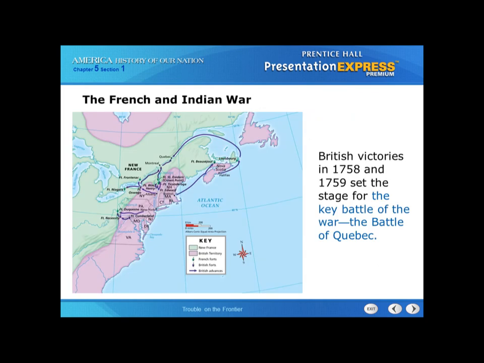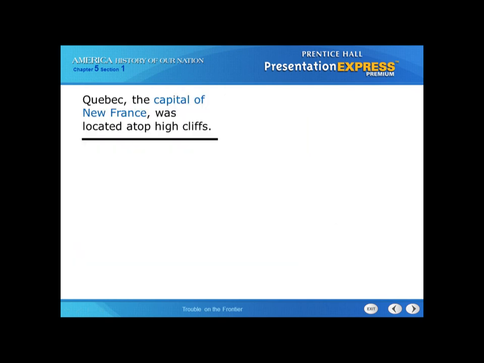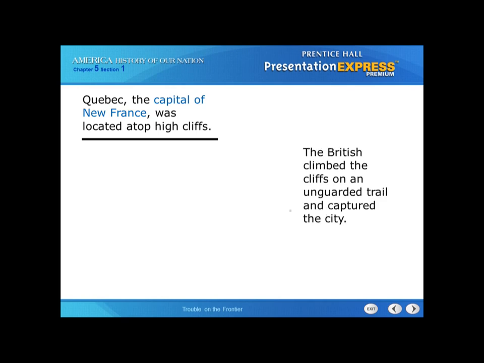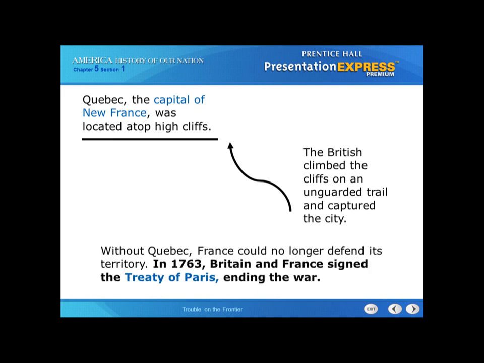British victories in 1758 and 1759 set the stage for the key battle of the war, the Battle of Quebec. And again, you could see that New France claimed land to the north, and there's just a variety of battles. And again, Quebec was the capital of New France, located atop high cliffs. The British climbed the cliffs on an unguarded trail and captured the city. So again, without Quebec, France could no longer defend its territory.